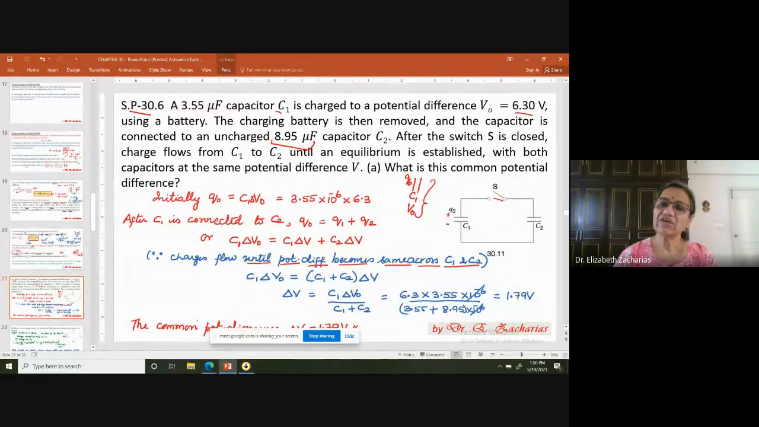Is there a potential difference between these two points? This point and this point? Is there a potential difference? Or what is the potential of the plate C2? Is it charged? I said it's not charged. So what will be the potential of that plate?